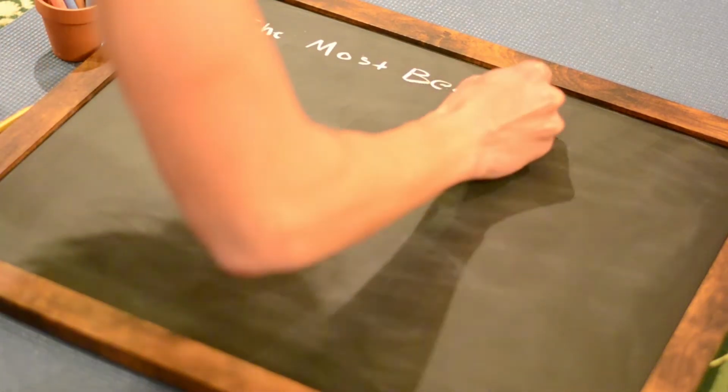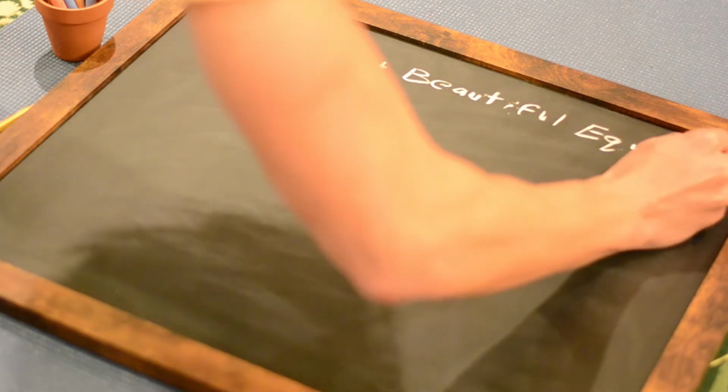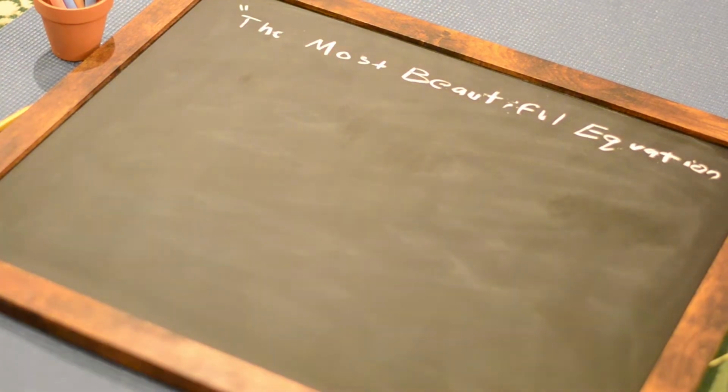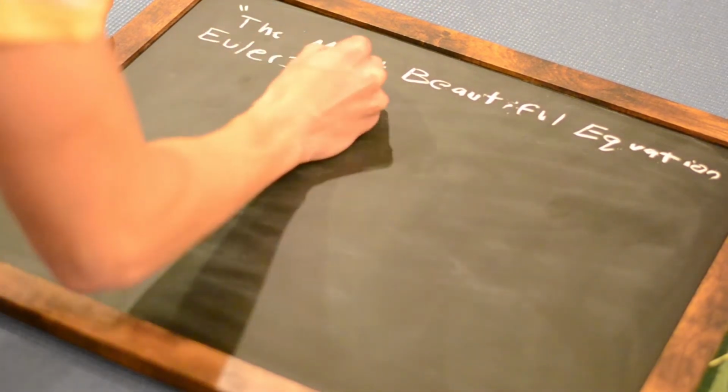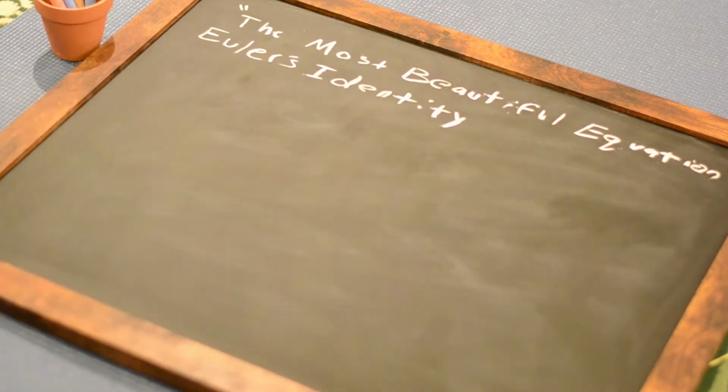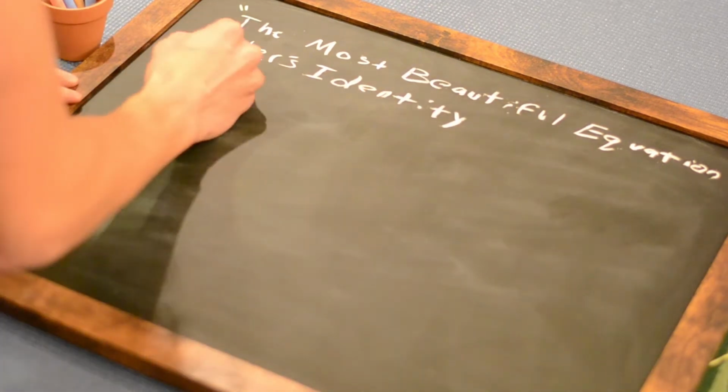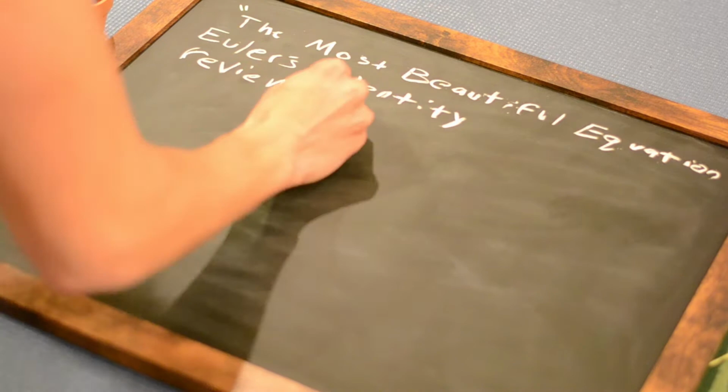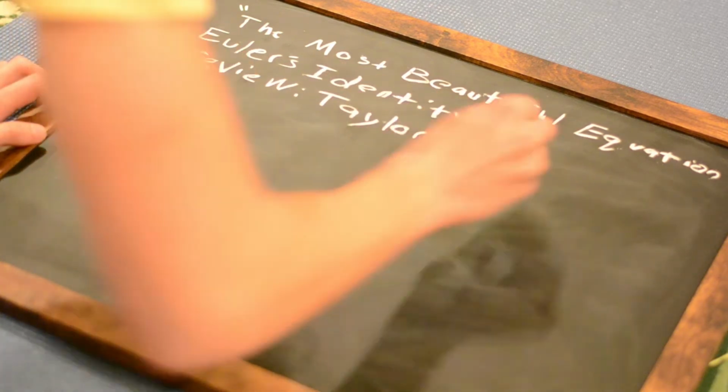I'm going to talk about what's known as the most beautiful equation, published in 1748 by Leonhard Euler. It's known as Euler's identity. But first, we have to review some basic Taylor series.